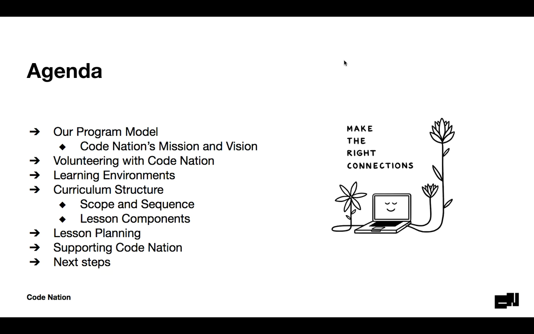So here's our agenda. We're going to start off talking about our program model, and this is going to include our mission and our vision and why we do what we do. We're then going to talk about volunteering with Code Nation and what the expectations are for that. Finally, we're going to talk more about our learning environments that we use to teach students how to code.